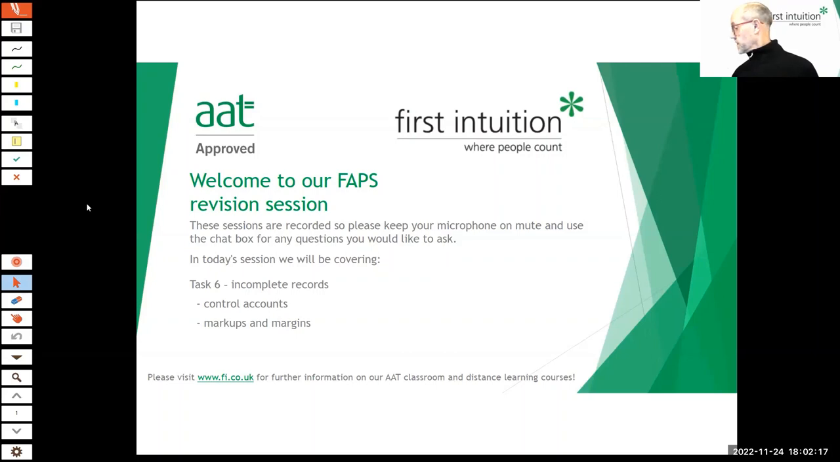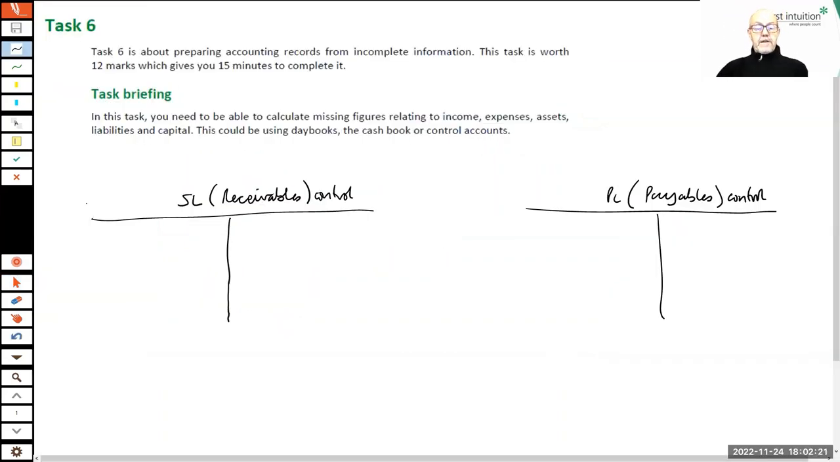Let's move on to the next page. There we are. So task six is about preparing accounting records from incomplete information. Anybody who's worked in practice has seen plenty of cardboard boxes full of all manner of rubbish and quite often not a full set. It's worth 12 marks, so 15 minutes to complete it.